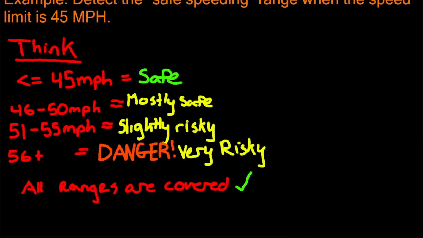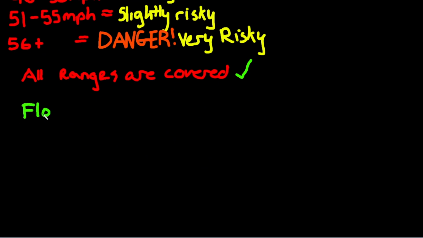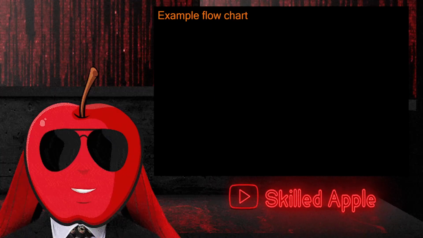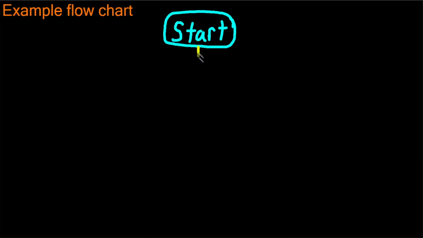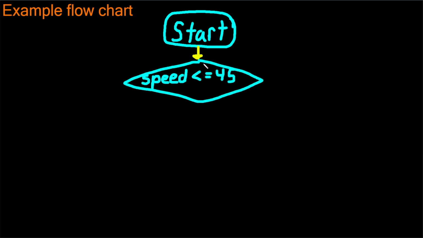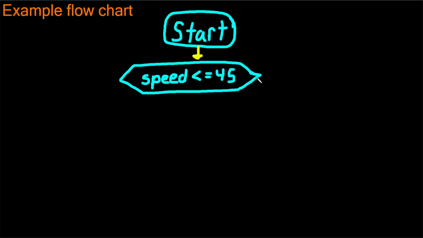And what we want to do now is create a flow chart with all the stuff that we've got here. We can make a deep flow chart, but we're going to keep this one simple. I just want to show you a flow chart. So here's the starting point. And the first thing we need to check is: is the speed less than or equal to 45 miles an hour? This can either be true or false. So if it's true, we know that it's safe.